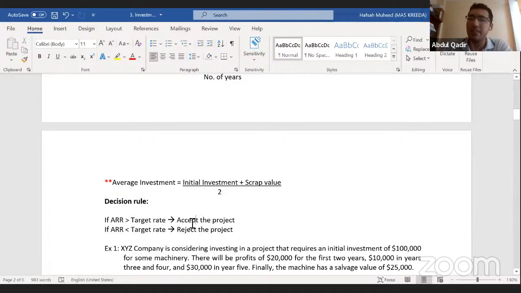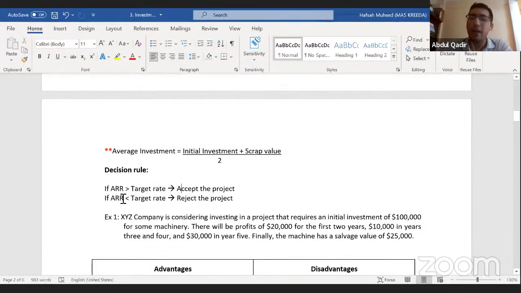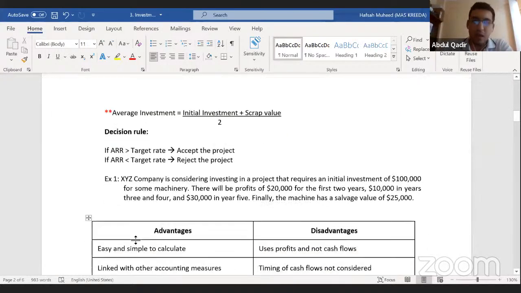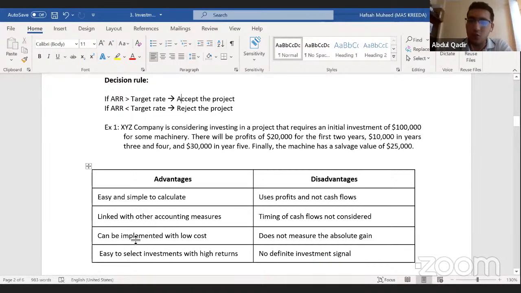Like I said, if the company has set a target of 15%, and in your evaluation of a project you get a return of 20%, it's higher than your target rate, so you will go ahead and accept the project. And vice versa, if your ARR is lower than your target rate, you won't accept the project, right? I've given some examples here. Once I send the tutor, you guys can try it out as well.